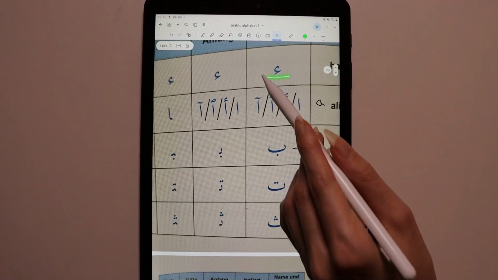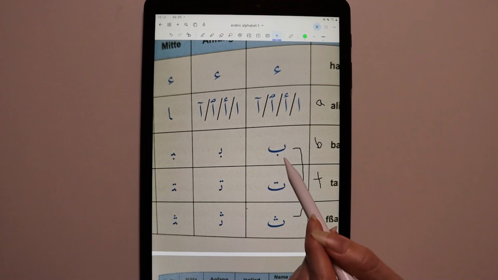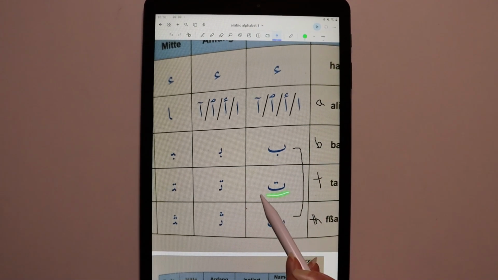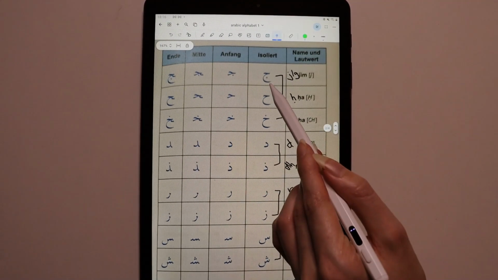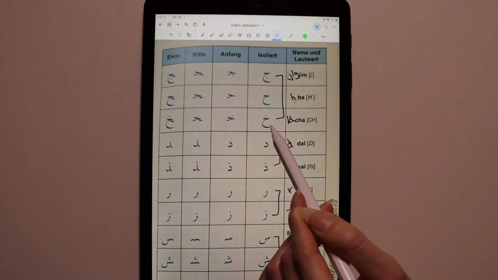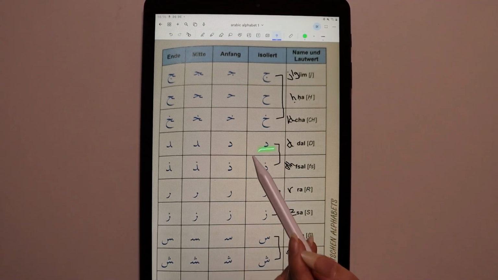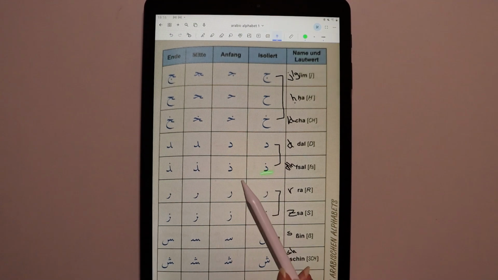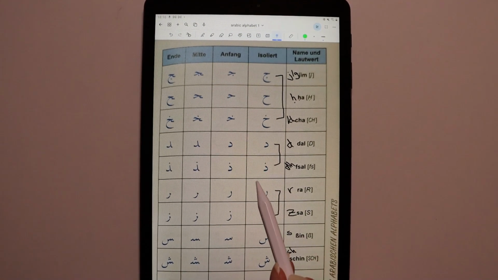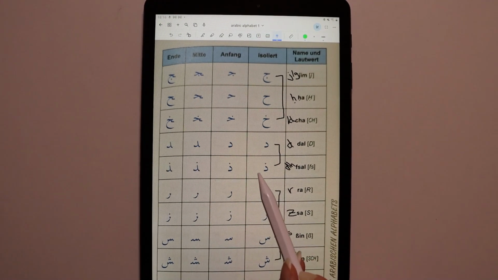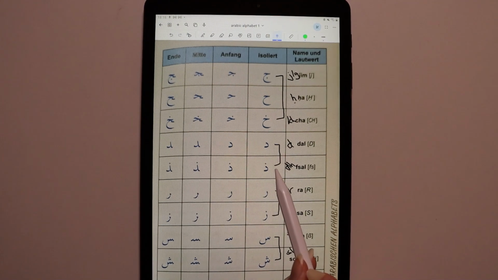So Alif, Ba, Ta, Tha, Jim, Ha, Kha, Dal, Thal. This is also like TH a bit, this letter, Thal, but a deeper TH, not like when you really say the, but when you can't really pronounce it and you say the, something like this. Dal.